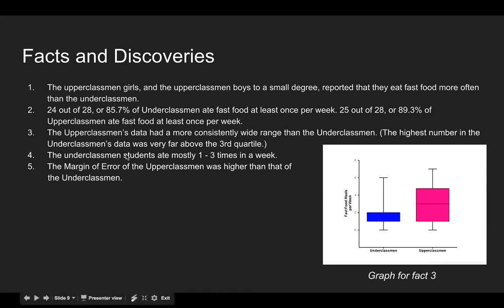The next fact ties into that. The underclassmen students ate mostly 1 to 3 times a week, which isn't too much for fast food. 1 isn't very much. The margin of error of the upperclassmen was higher than that of the underclassmen. That's something to consider when making your conclusion: since the margin of error was a little high, you might have a little bit of a problem with your data, which I'll talk about in a second.